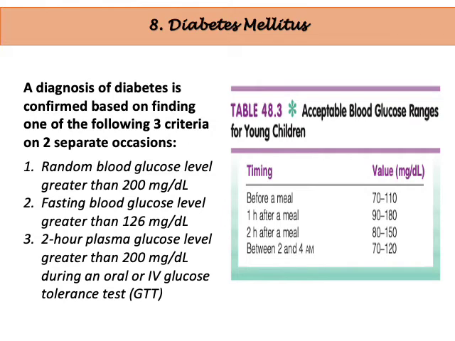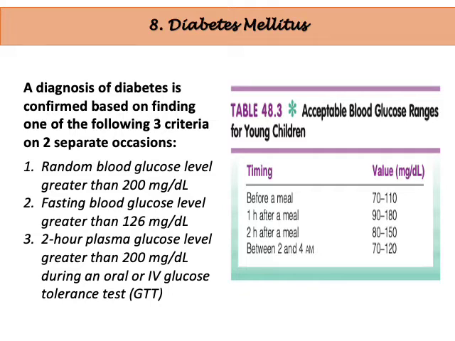A diagnosis of diabetes is confirmed based on finding one of the following three criteria on two separate occasions. Table 48.3 shows the acceptable blood glucose ranges for young children. First is a random blood glucose level greater than 200 milligrams per deciliter of blood. A random blood glucose test is taken anytime, irrespective of the last time the child ate.